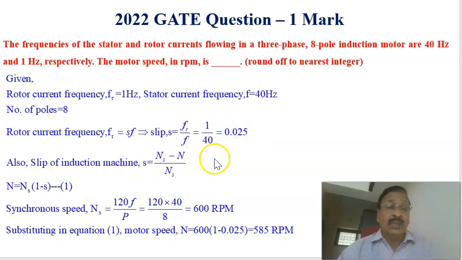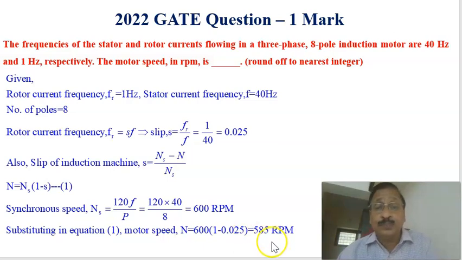Substituting that value of s and ns in the equation, we can get the rotor speed. The motor speed is given by 600 into 1 minus 0.025, which is equal to 585 RPM. The motor speed is given by 585 RPM.